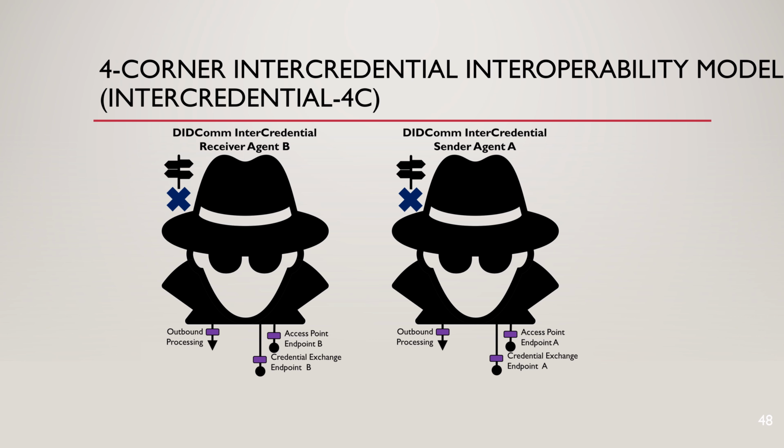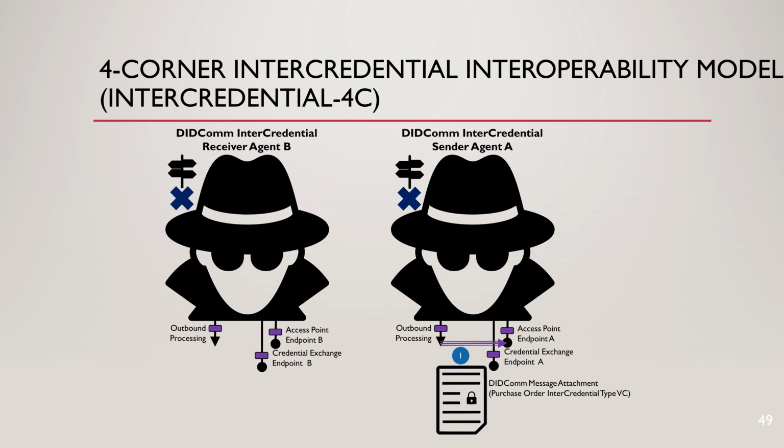So let's step through the previous scenario where the sender on the right wants to send an invoice to the receiver on the left. So the first thing that happens is the credential is created by the sender. In this case, ABC Grocery uses a credential of type VC. So number one there, from the outbound processing from the origin endpoint of the sender agent, it's going to send that VC credential to its access point.